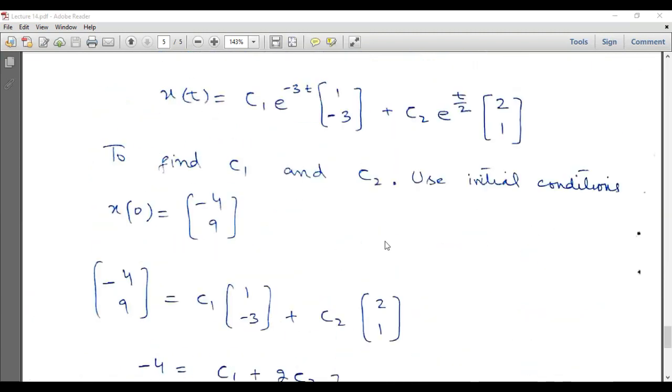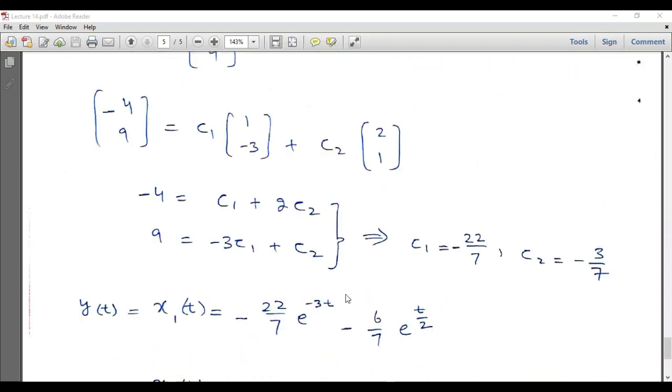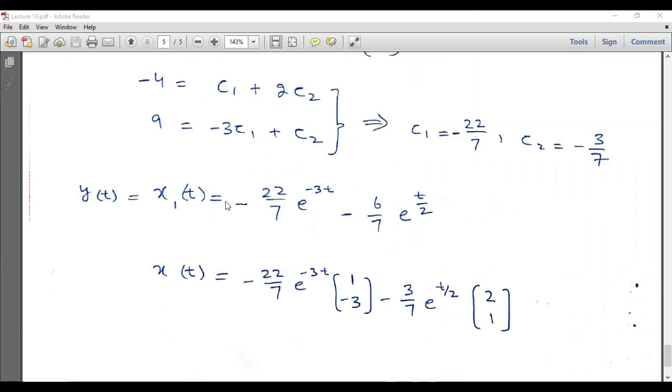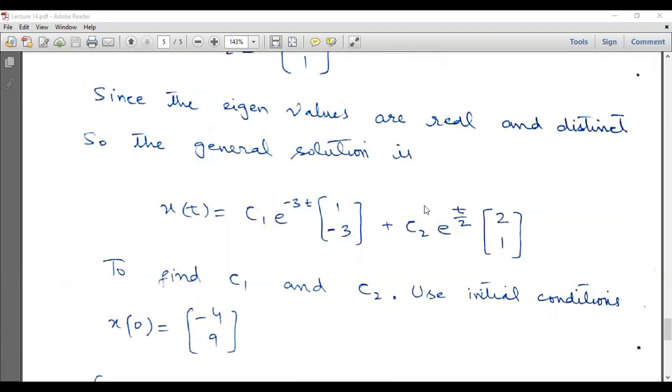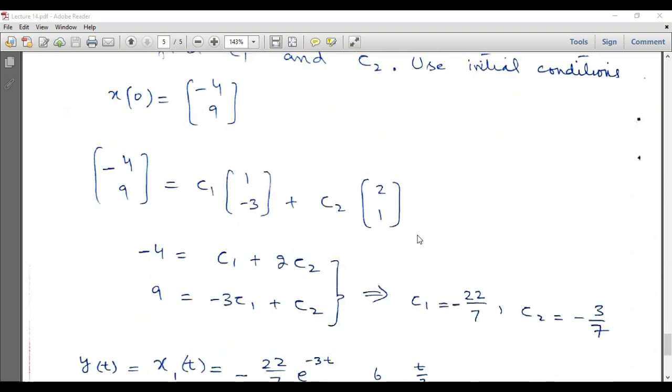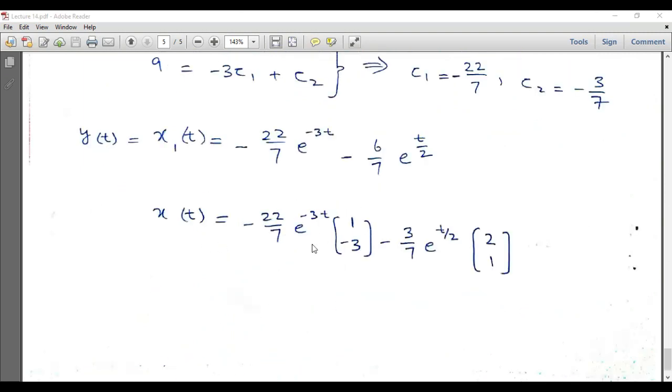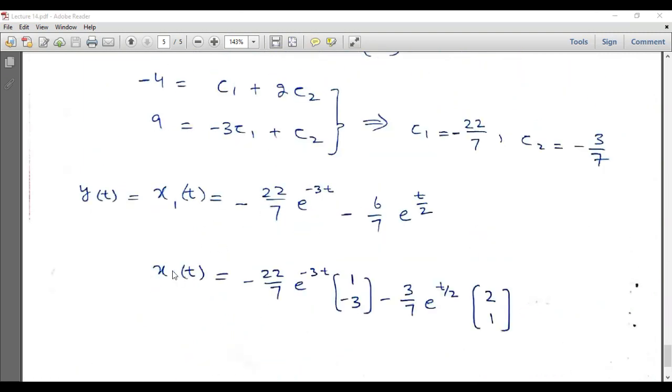Let's put these in the original solution. This is the original solution, and this is y(t) equal to minus 22 by 7 e raised to power minus 3t minus 6 by 7 e raised to power t by 2. And we can also write it in the matrix form or column vector form. x(t) will be equal to, here you put c1 and c2, so we will get this form of the solution. And it actually has x1 and x2, right? So x1 will be the upper equation, x2 will be the lower equation.